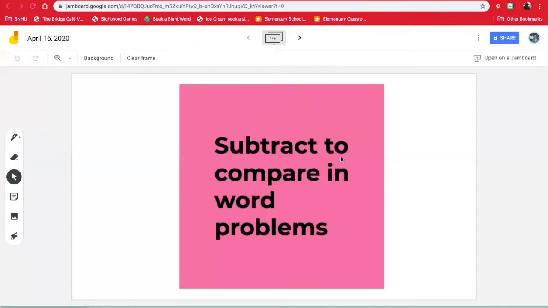I hope you're ready for another great day of learning about subtracting to compare in word problems. So here we go. Subtract to compare in word problems.